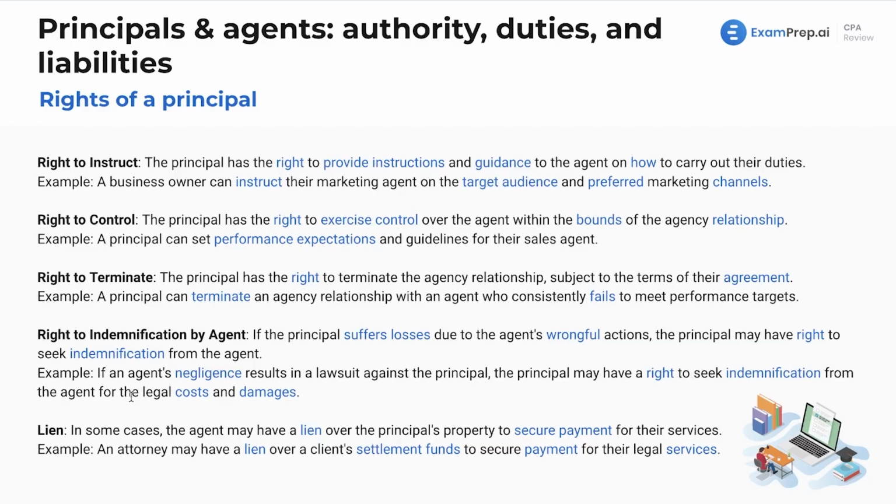That deals much more in was there wrongful doing, gross negligence, things we do see on the exam as well. We're not going to go into that too much, but generally speaking, that is the right of indemnification here. And lastly, lien. In some cases, the agent may have a lien over the principal's property to secure payment for their services. Example here, an attorney may have a lien over the client's settlement funds to secure payment for their legal services. Another one to see there.